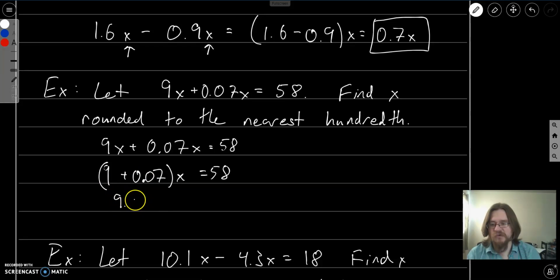This would be 9.07x is equal to 58. So now I have to solve for x. When I look at this, I'm taking a number times x, and that's equal to 58. So 9.07 times x is equal to 58. How do you undo multiplication? I don't want this 9.07 there. I just want x by itself. I don't care about 9.07x. I care about x. So the way to undo multiplication is you divide. So I want to divide both sides by 9.07.